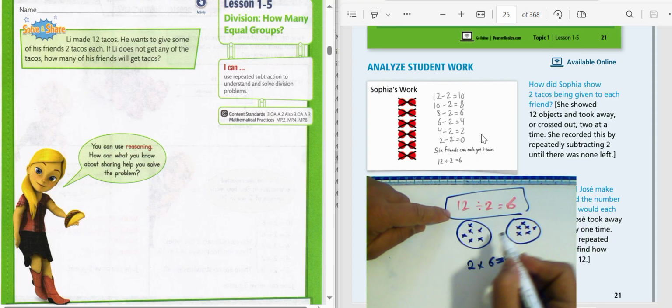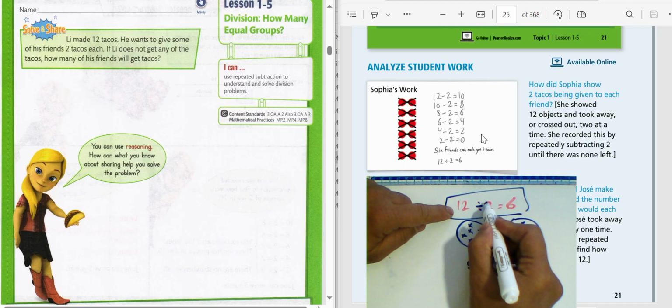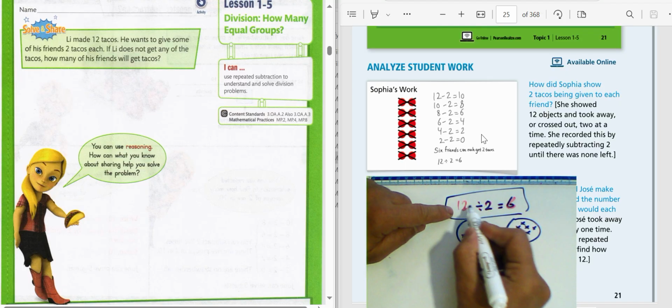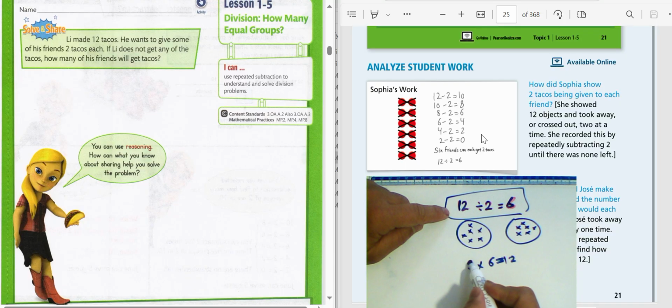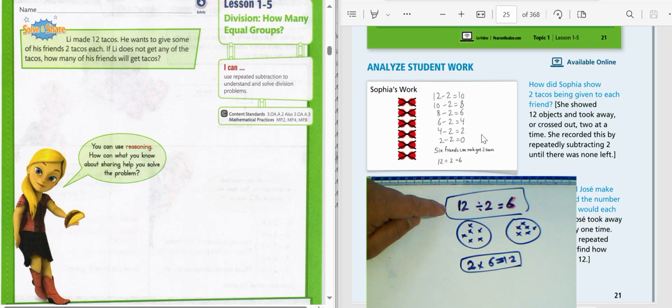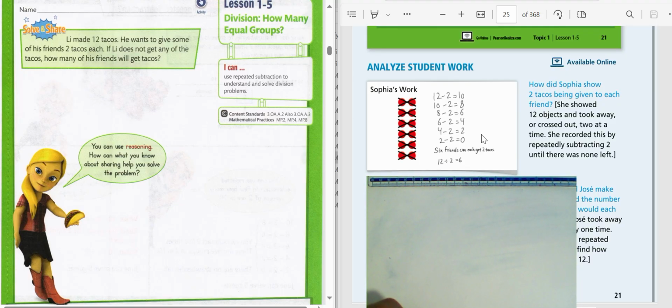Then in this example, 12 we call the dividend. 2 is the divisor and 6 is the quotient. Then 12 divided by 2 equals 6. Okay, 2 times 6 equals 12. Understood? You can write the steps here.